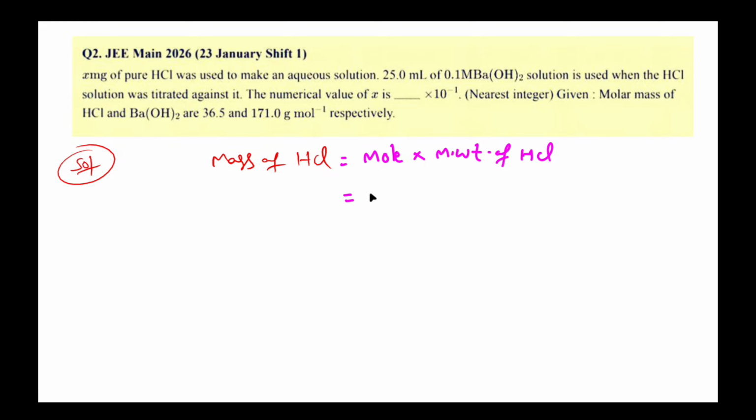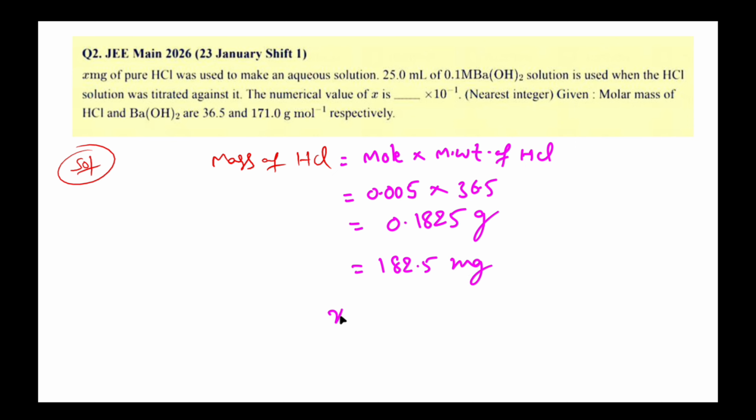So here mole is 0.005 and molecular weight of HCl is 36.5. So from this we know this value is nearly 0.1825 grams. So this only we can write in milligrams, 182.5 milligrams. This we can write in the form of x into 10 power minus 1.